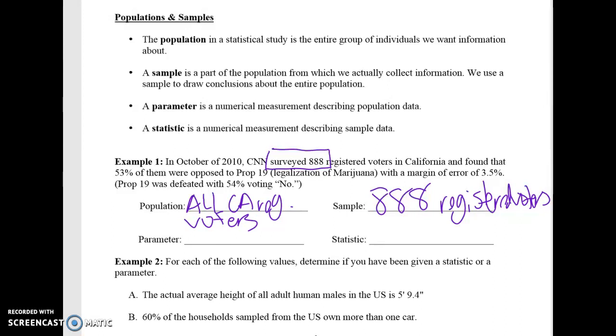So then the parameter and the statistic are the only two things left in this problem. Now we have two percentages that are given here, 53% and 54%. So in that first sentence it says that the survey found that 53% were opposed. So the result of the sample is the statistic. So that means 53% goes down here, and the 54% is going to go here.